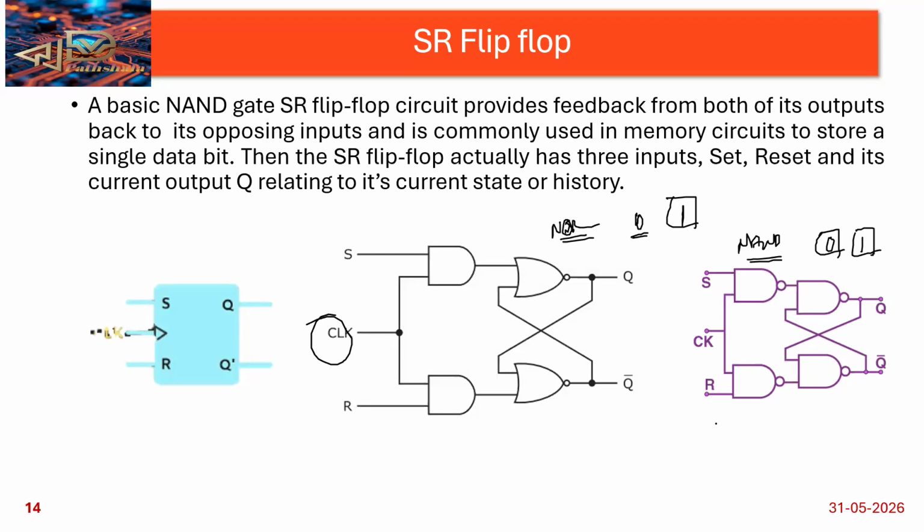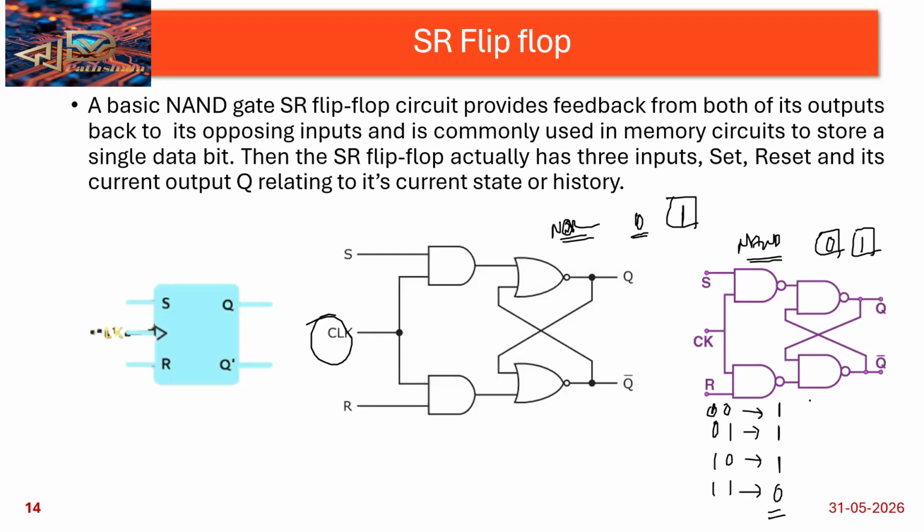So 0 0, 0 1, 1 0, 1 1. If both inputs are 0, I get the output 1. If any one of the inputs is 0, I get the output 1. Not both zeros. If both the inputs are 1, I get the output 0. So here we are doing the reverse operation.